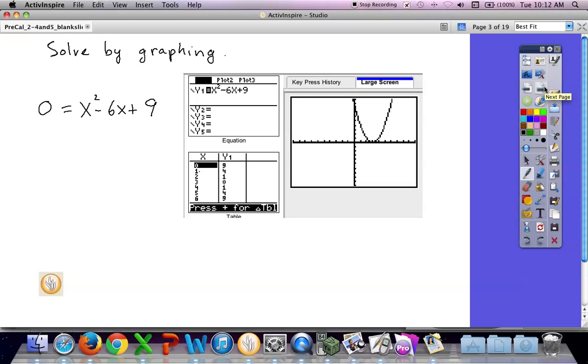If we had to solve this equation the same way, x squared minus 6x plus 9, I'm looking at the graph. How many zeros do you see? It looks like just 1 zero. It looks like it's at x equals 3, and that's confirmed right there. At x equals 3, y equals 0.